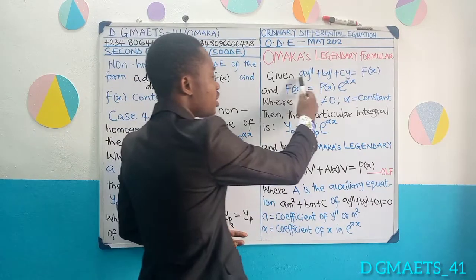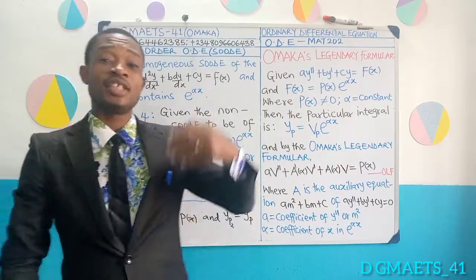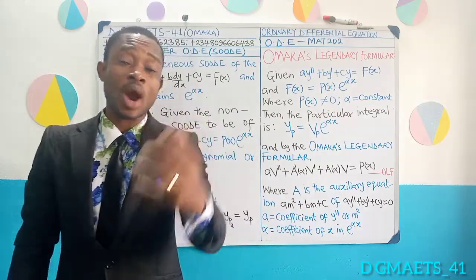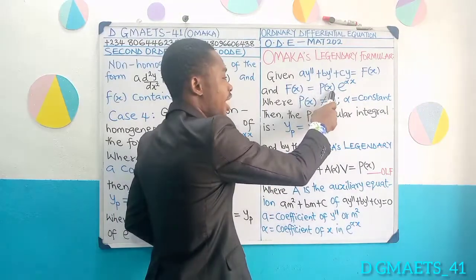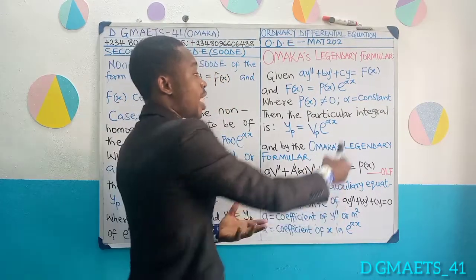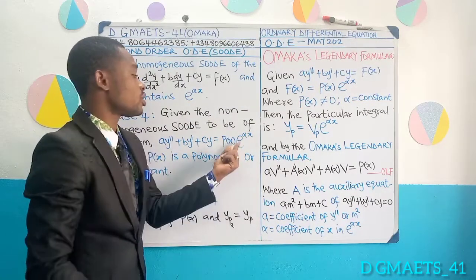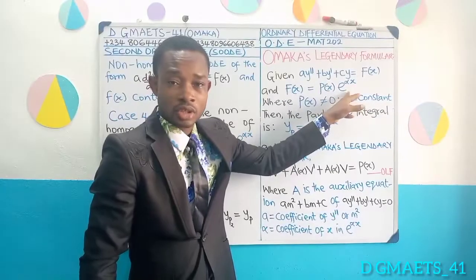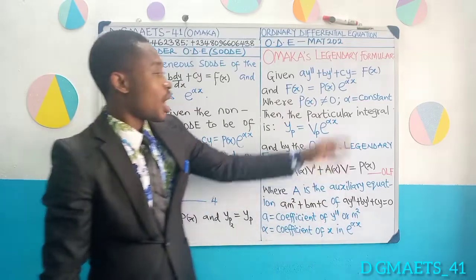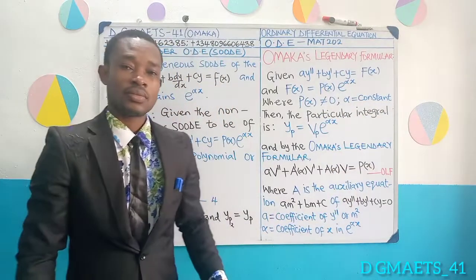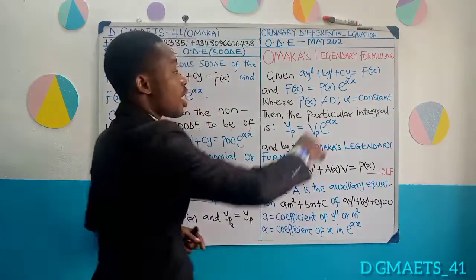Now, just imagine you're given a y prime prime plus b y prime plus c y equal to f of x. It's the same as a d squared y dx squared plus b dy dx plus c y equal to f of x, such that f of x is equal to p of x times exponential alpha x. You see now that the f of x contains the polynomial function or a constant times the exponential function. Are you following? And now, p of x is not equal to 0. Alpha is a constant.